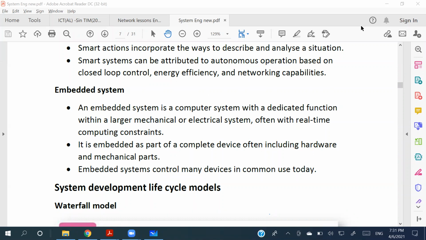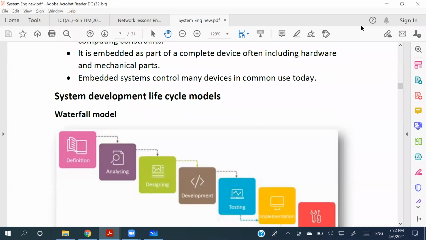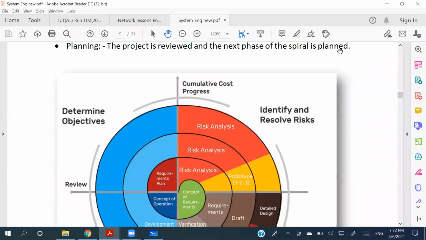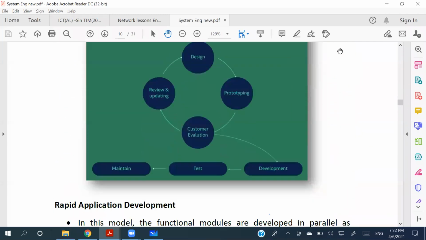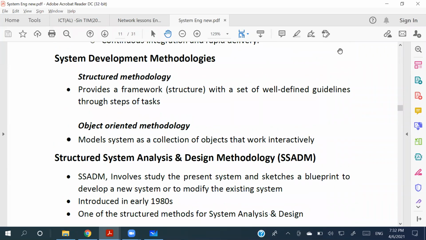Right. Then next up is system development lifecycle models. And I'm not going to talk about system development lifecycle models. Instead of that, I'm going to talk about this after I talk about the system development life cycle. Then it will be much clearer. So before we come to SDLC models, let's get to know what is an SDLC, system development life cycle.